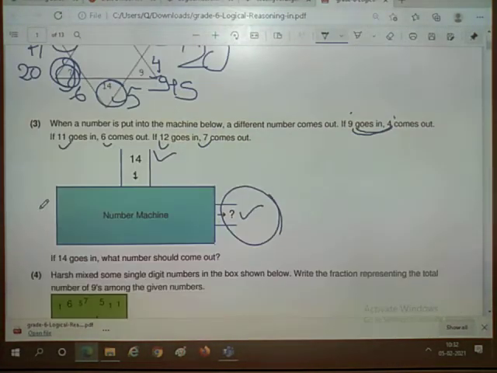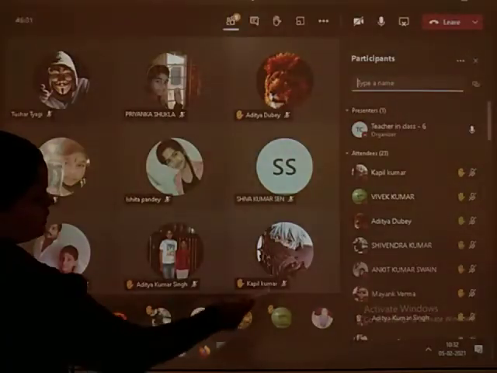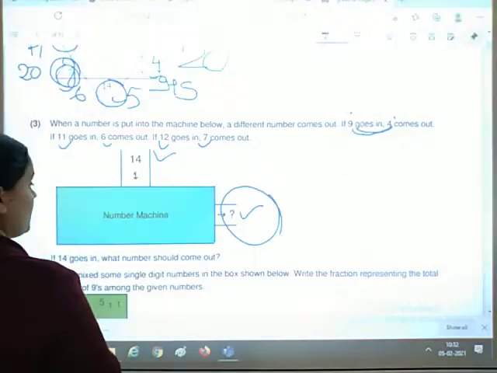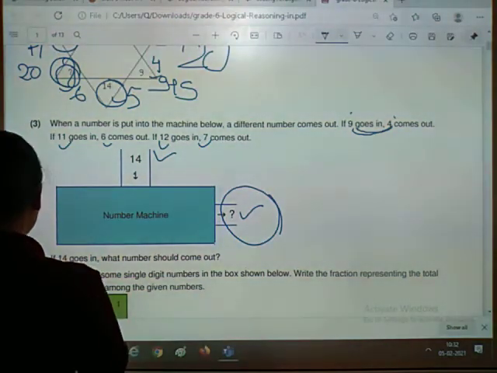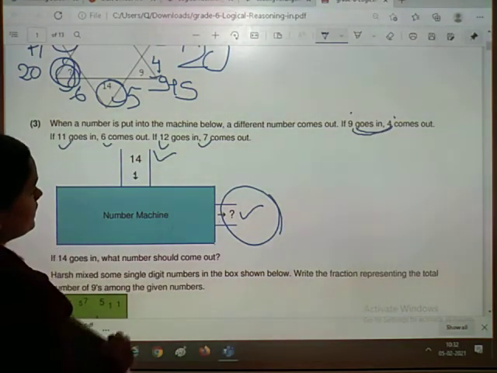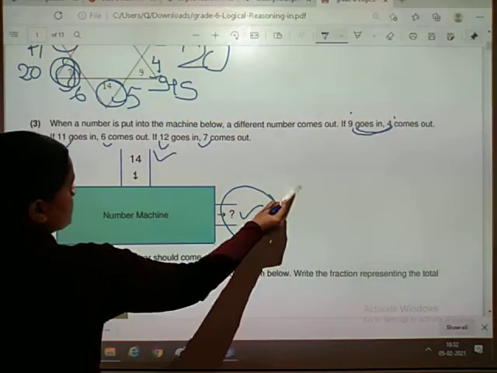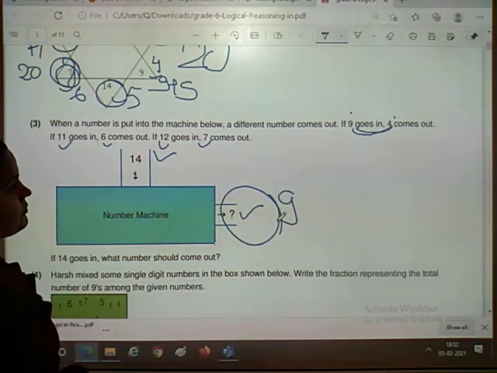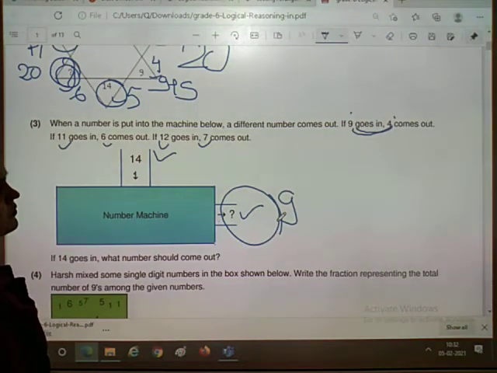Now in the next one you see there is the number machine. So who is going to tell me the answer? Shivendra Kumar, kindly tell me the answer. Beta, what is the answer? Answer is 9. How does it come? Because 11 goes in, 6 comes out, then 12 goes in, 7 comes out. Then 13 goes in, 8 comes out, and 14 goes in, 9 comes out.